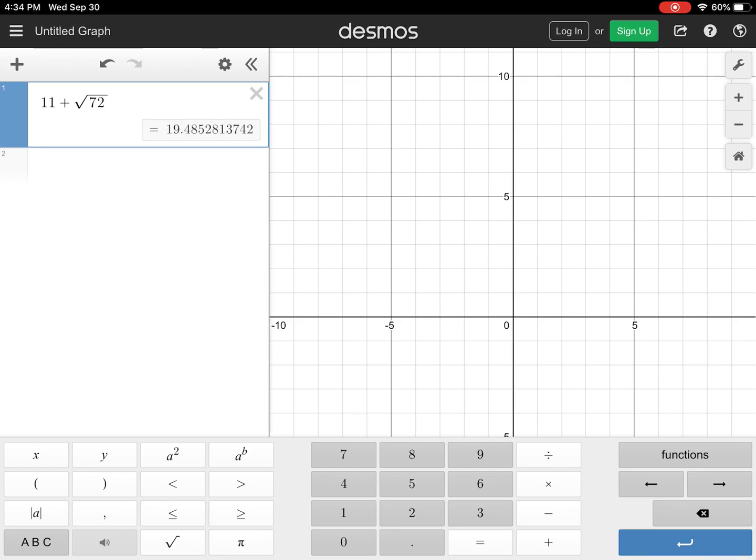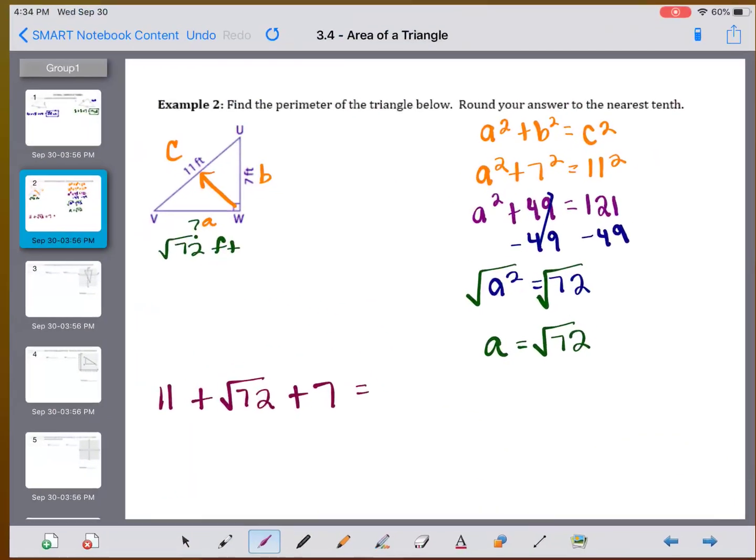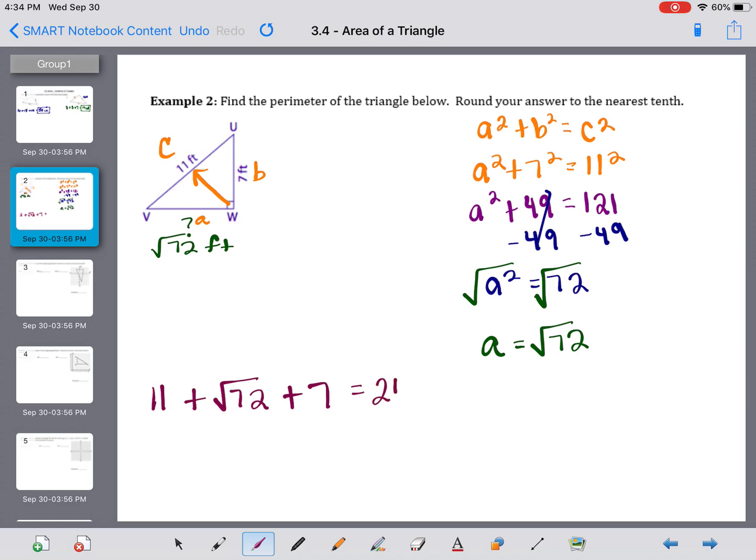If you look at the functions button in the bottom right of your keypad on Desmos, right below it is the arrow out button. You want to hit the right arrow to arrow out. Now my cursor is flashing outside of the radical, so we can do plus 7. When we round to the nearest tenth, that 8 bumps the 4 up to a 5. So the perimeter is roughly 26.5 feet, approximately. So there you go.